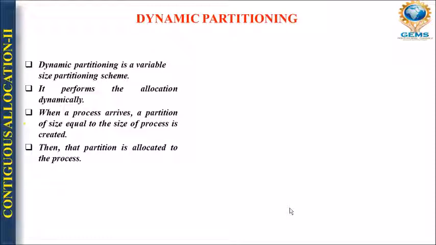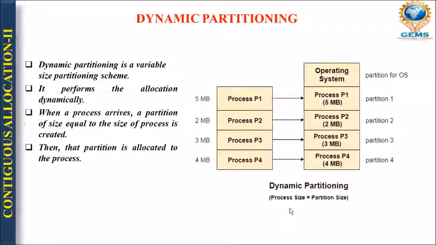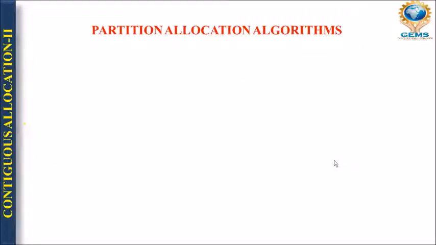First of all, we will create the partition and then we will allocate the process. So we are having four processes: P1, P2, P3, P4, and out of memory, as we all know, some portion is allocated for the operating system. So if process 1 needs 5 MB, we will allot it. If process 2 needs 2 MB, we will allot it. If process 3 needs 3 MB, we will allot it. And process 4 needs 4 MB, we will allot it. That means variable size partitioning means as per the requirement of the process, we will provide the space if space is available.